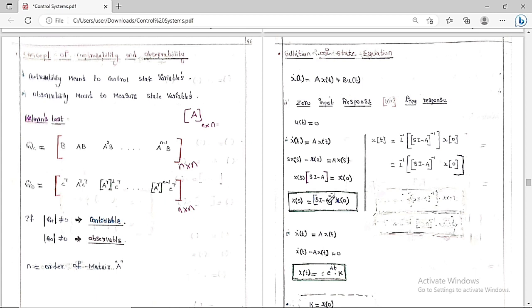Then what is x(t)? Apply the Laplace inverse. We are going to get x(t) = Laplace inverse of (sI - A)^-1 into x naught. So x naught is a constant, and we can take it outside the Laplace inverse.